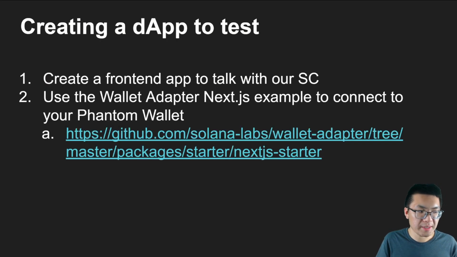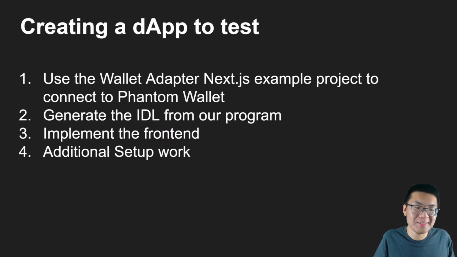So now, okay, not the slide. So now we're going to learn how to actually create our dApp. It's a four-step process. First, we're going to use Solana's wallet adapter Next.js example to create a project to connect to Phantom Wallet. Then we're going to generate the IDL from our Anchor program that we made in the previous video. Those will be important to be able to talk to our smart contract that we deploy. Then we're going to deploy our front end to actually talk to our program. And then finally, there's some small setup work.